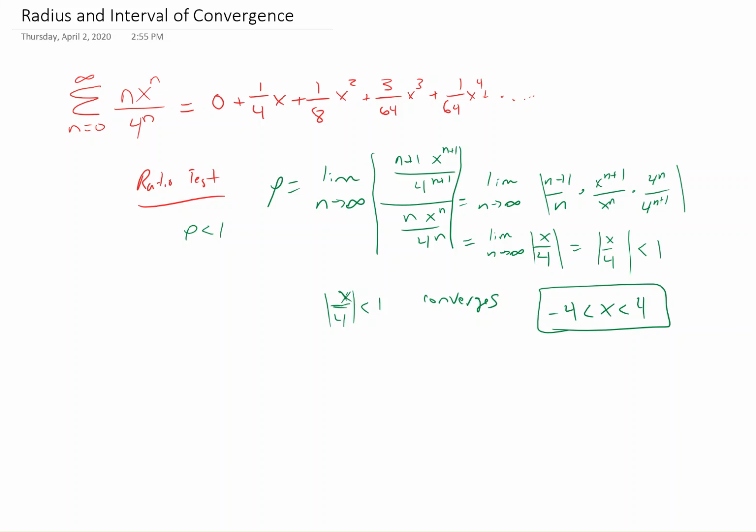And it kind of makes sense, right? Because if x is small, we said that this is going to approach 0 quickly, but if x is too large, this ratio is going to be greater than 1.